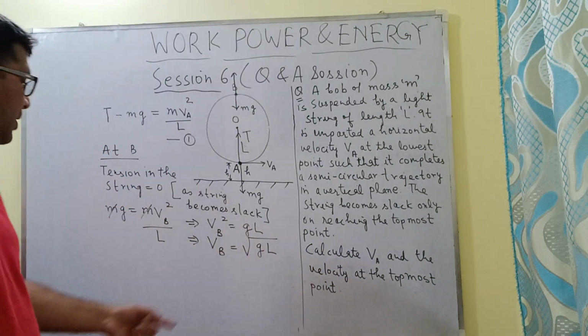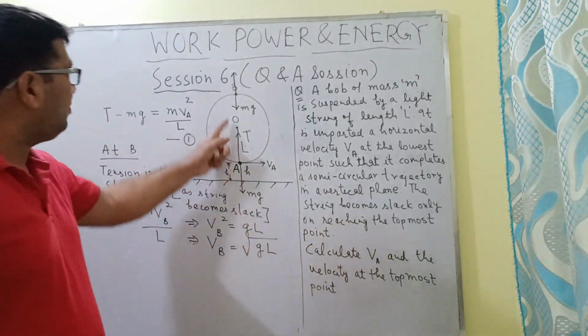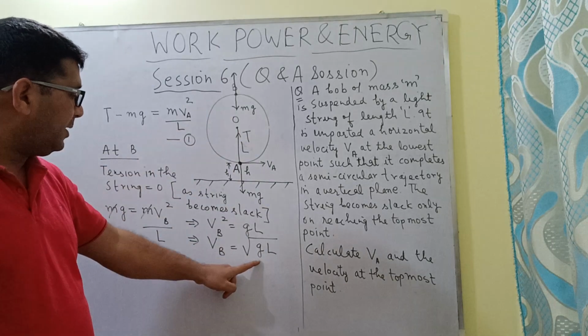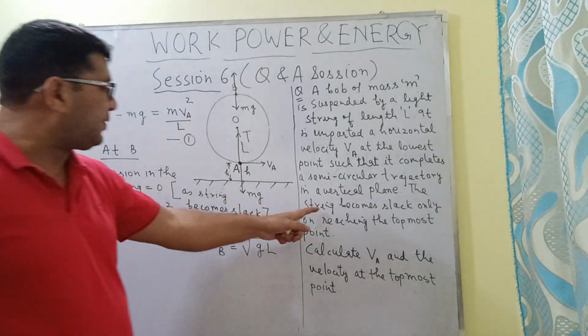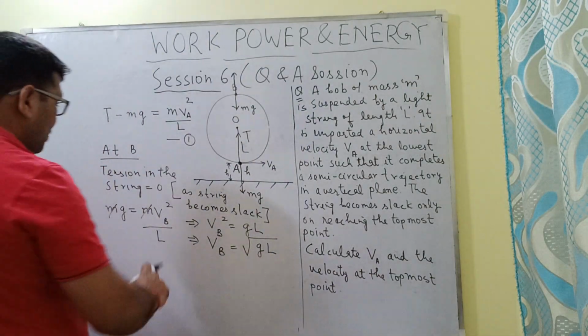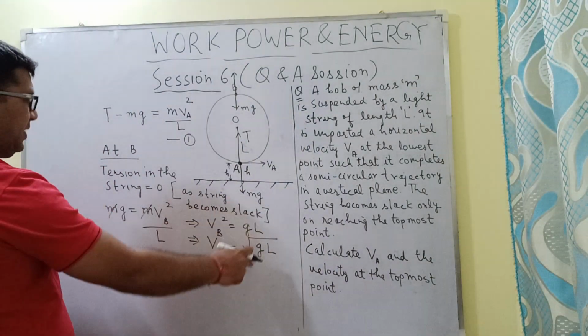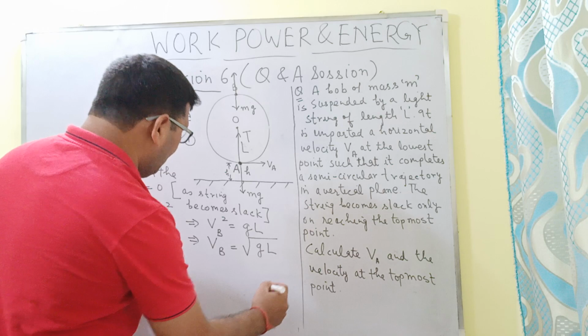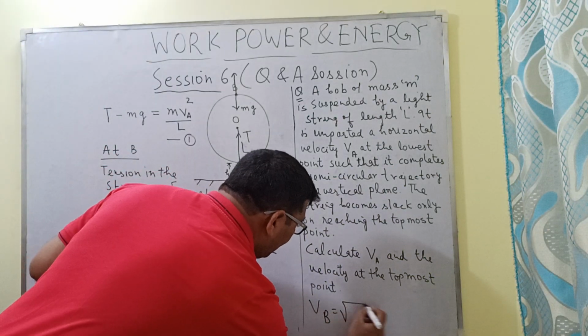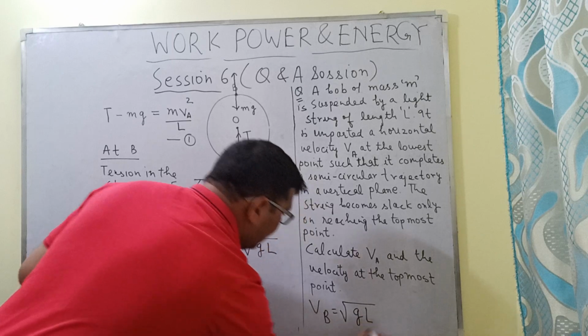So the first thing is we have calculated that the velocity of the bob at the topmost point will be equal to under root gL if the string becomes slack. So this is the first thing which you have got, that is vB is equal to under root gL.